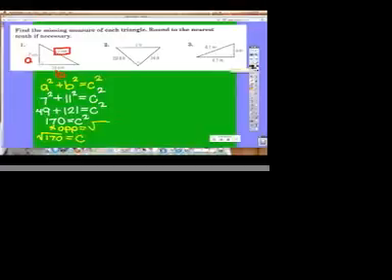Do you have that decimal yet? Katie, what'd you get? 13.0? Alright, I'm going to write it up here: 13.0, and that would be centimeters.